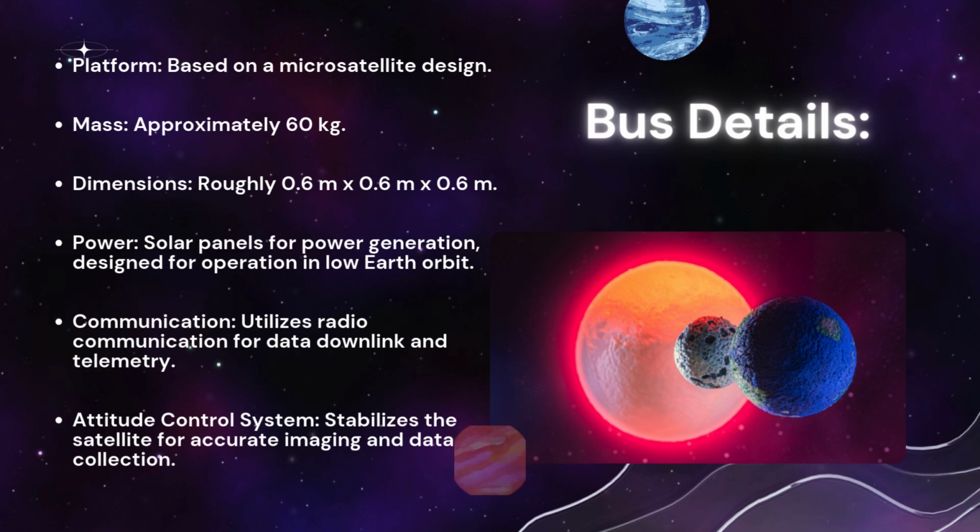For the bus details, the platform is based on a microsatellite design. Mass is approximately 60 kilograms. Dimensions roughly 0.6 by 0.6 by 0.6 meter. Power is solar panels for power generation designed for operation in low Earth orbit. Communication utilizes radio communication for data downlink and telemetry. And altitude control system stabilizes the satellite for accurate imaging and data collection.